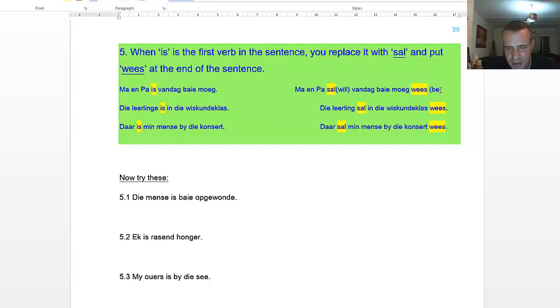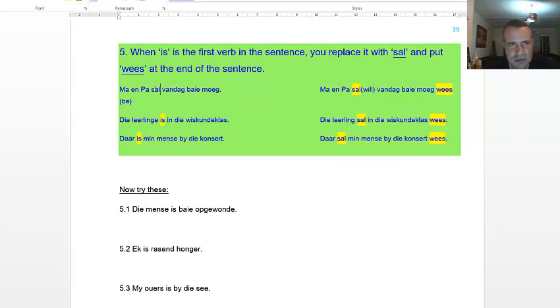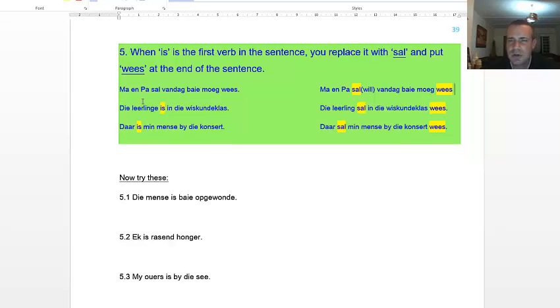So will be. Okay. Ma en pa is vandag baie moeg. So what do we do? Okay, do we change is to was? No, because this is not past tense, this is future tense. So you go sal, and at the end of the sentence you put a wees. Done. Will be. They will be tired. Okay, happy.